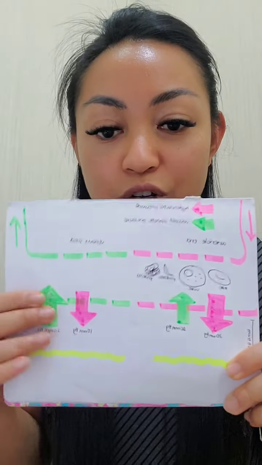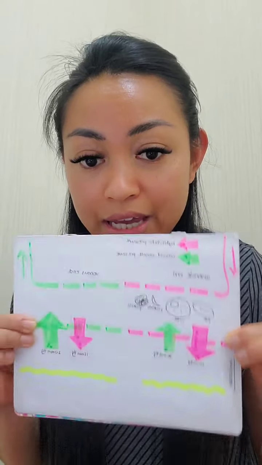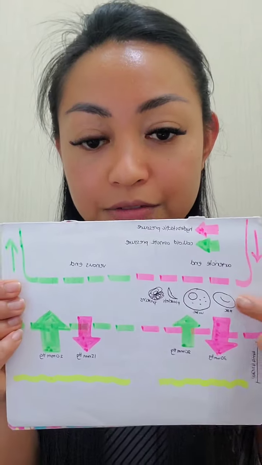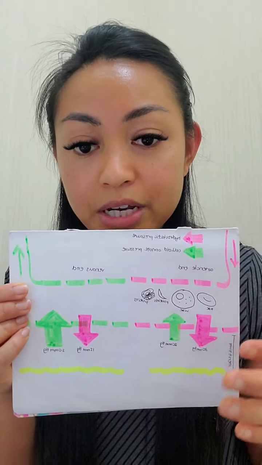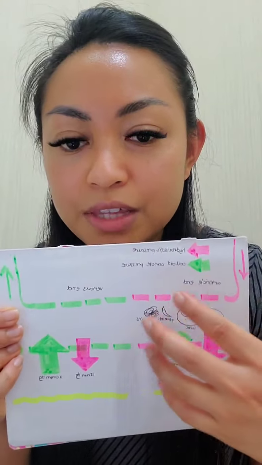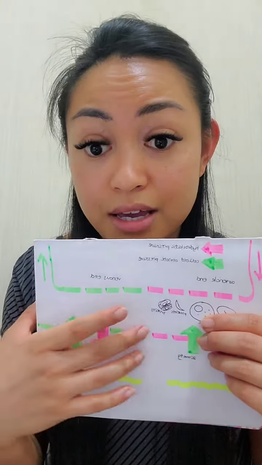So as I was saying, I drew a diagram to help me explain this concept of transcapillary exchange. So here we have a single capillary, and the capillary has two sides. We have the arterial side here in pink and the venous side here in green.